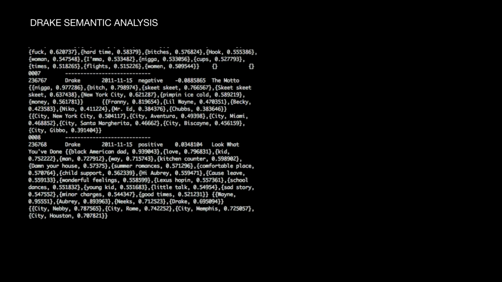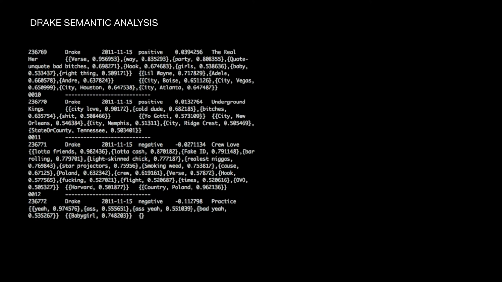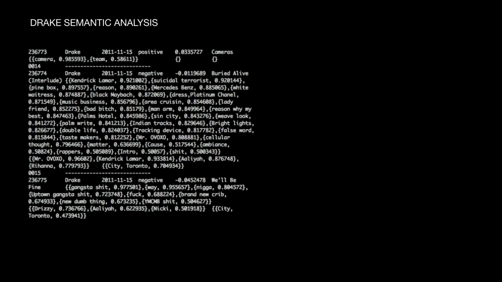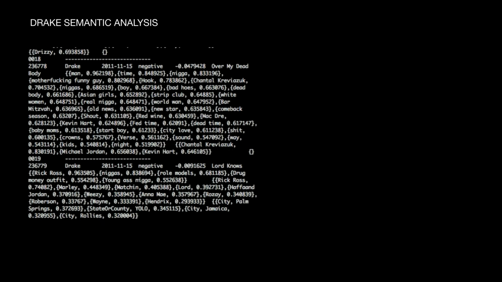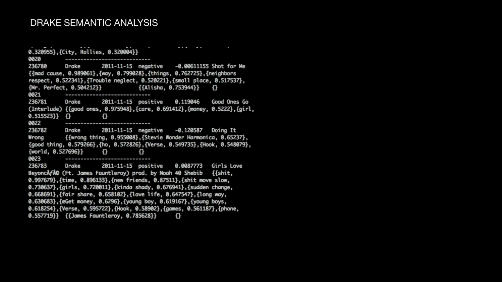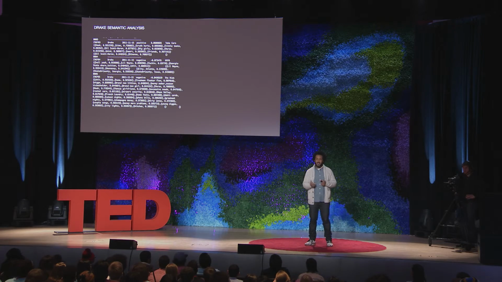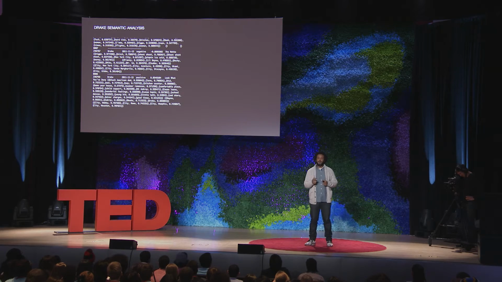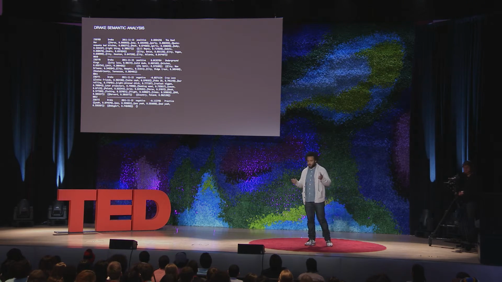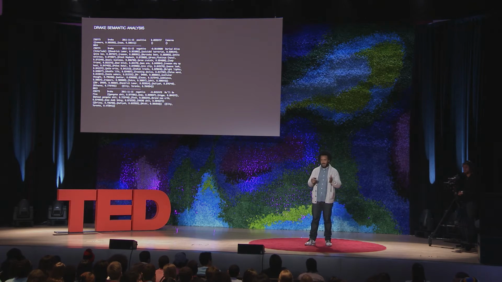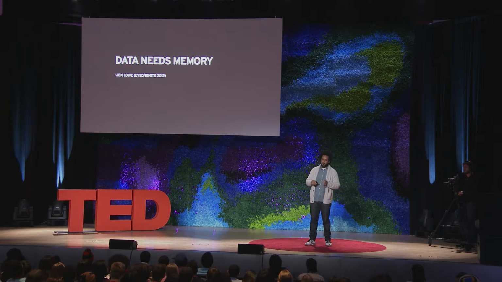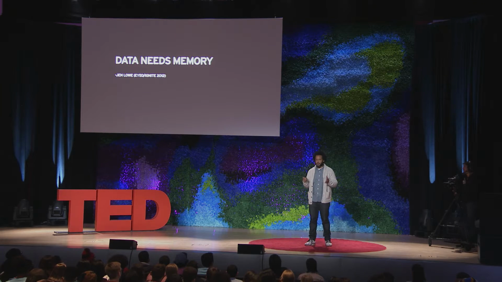So while at Carnegie Mellon, I added more analysis to the database, and this is actually what it looks like to analyze a song. In this case, this is Drake's entire musical career. And you can see stuff like locations, like cities are here, whether or not the song is negative or positive, and the words that they use the most are highlighted in this analysis. So data is cool, spreadsheets are cool, but not that fun to look at all the time. So I wanted to make images from this. Basically, data needs memory. Data needs an experience to be able to tell a story.